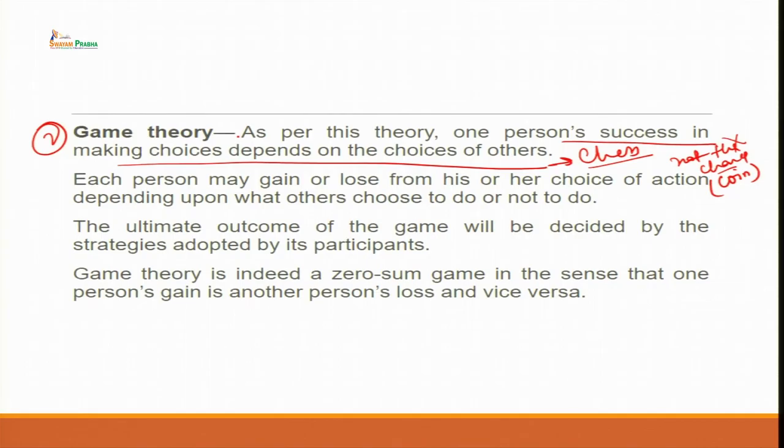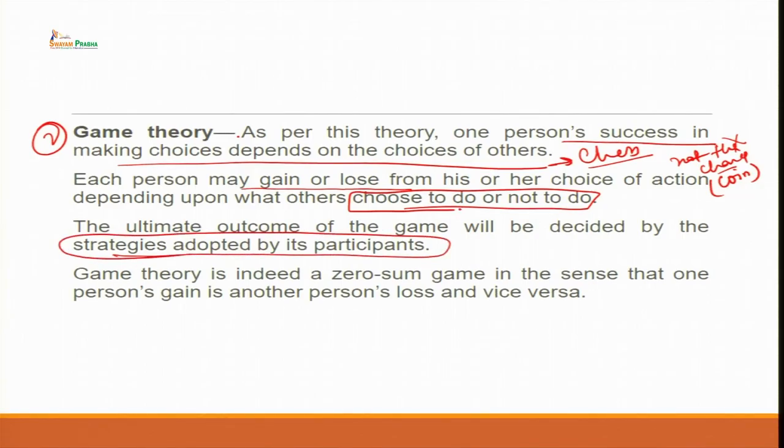In a game of strategy, two or more persons with competing choices of action participate, as I explained in the example, and each person may gain or lose from his or her choice of action depending upon what others choose to do or not to do. So, others' choice may become a gain for the second person. The ultimate outcome of the game will be decided by the strategies adopted by the participants. So, how well are we applying tactics so that we win this game? Game theory is indeed a zero sum game in the sense that one person's gain is another person's loss or vice versa.